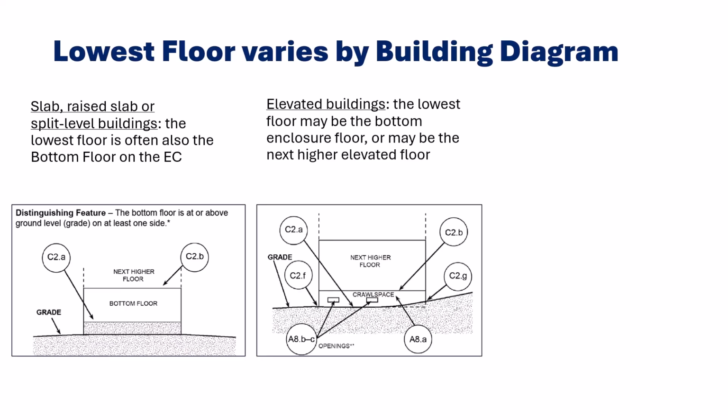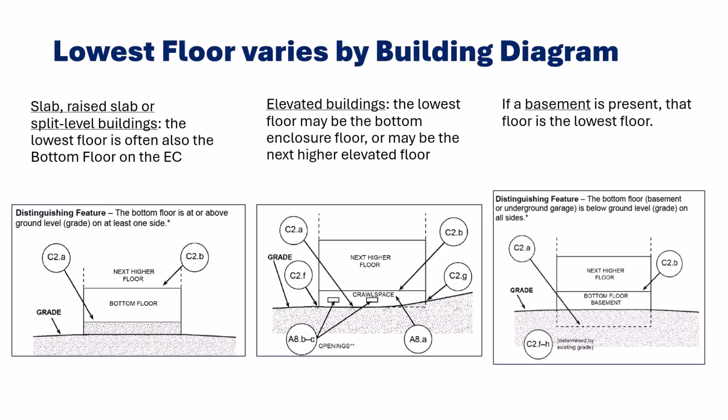In an elevated building, for example, this building elevated on a crawl space, the lowest floor might be that bottom enclosure floor, or it may be the next higher elevated finish floor, C2B. It depends on what's happening with the crawl space.